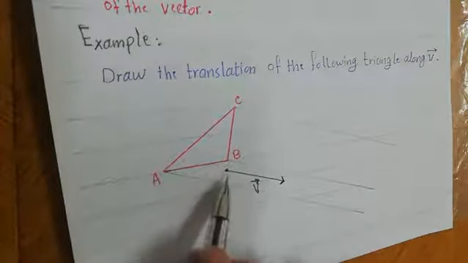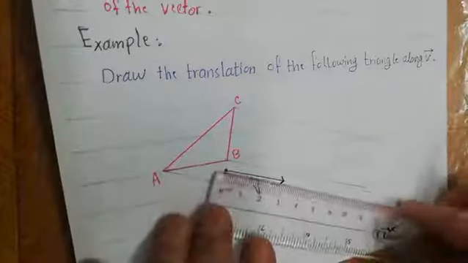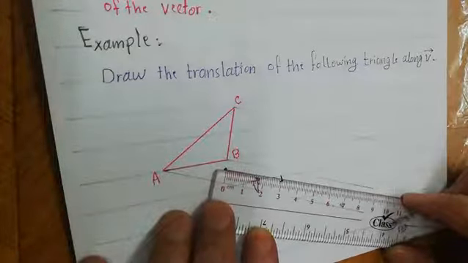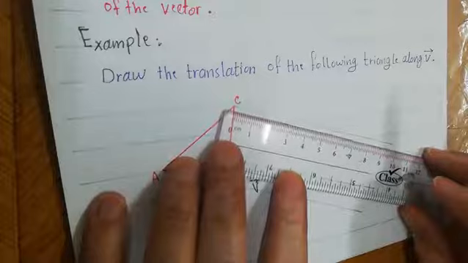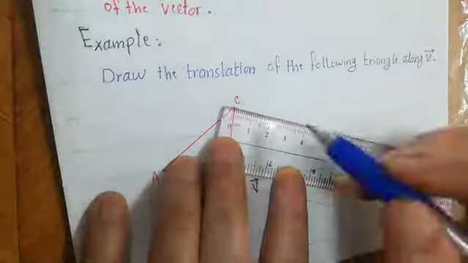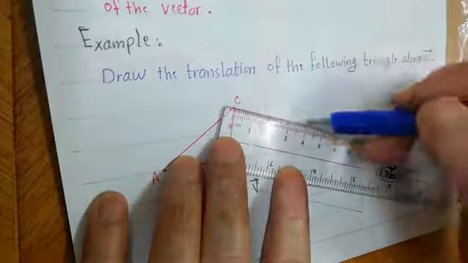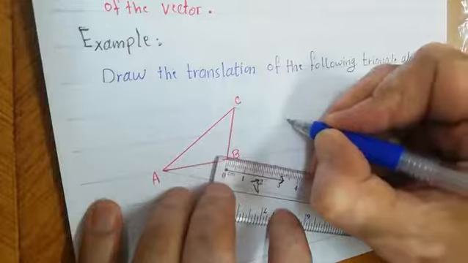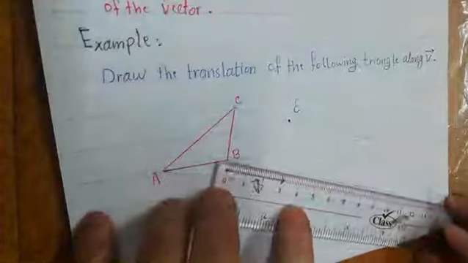Now I will find the distance, or the length, of this vector. Its length is about 3 centimeters. So I will move from each vertex a distance of 3 centimeters in the same direction along these line segments. Starting with C, it is about 3 centimeters, here. So this is C dash, and the same for B.